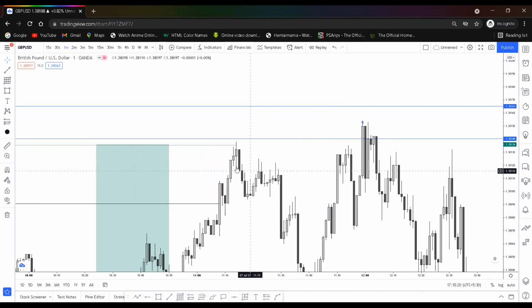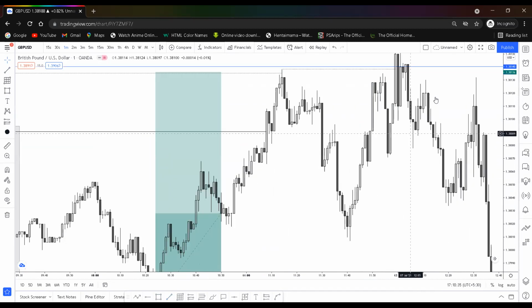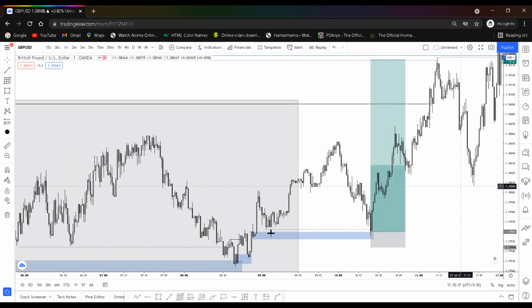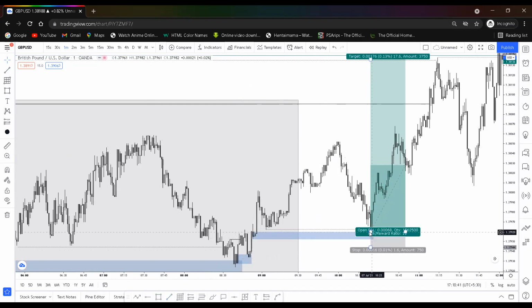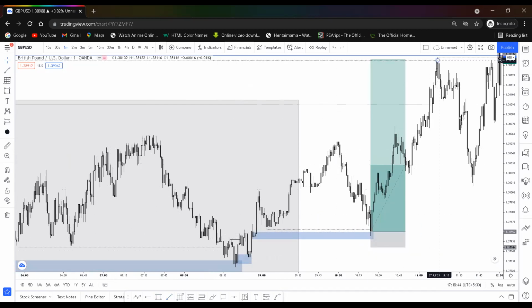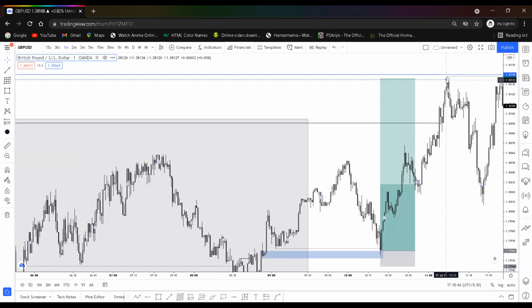Okay, now even though this took out the trap, it did not fill the imbalance. It created another trap. So now what we know is this: price went, came back down, broke structure. This is higher highs, higher lows, higher highs. Now what we would expect is this price.